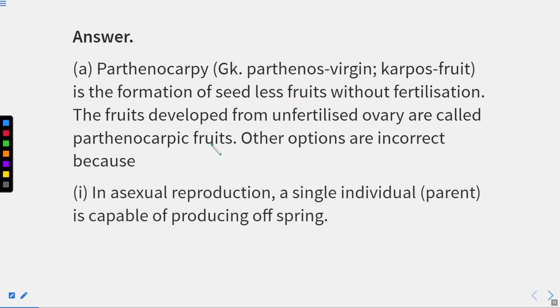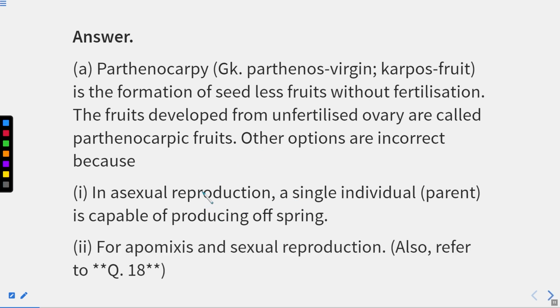Other options are incorrect. Why? Because in asexual reproduction, a single individual, meaning a single parent, is capable of producing offspring. Now, apomixis and sexual reproduction we have already discussed in question number 8. Apomixis, again, is the formation of seed without fertilization, and in sexual reproduction what happens? There is formation and the fusion of the gametes.